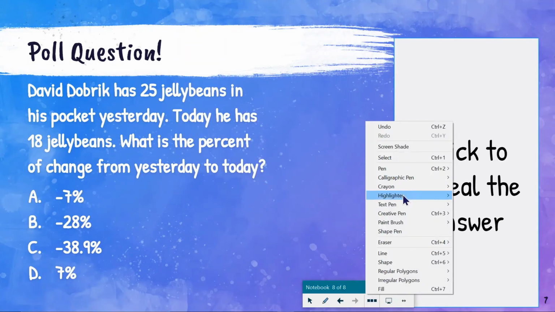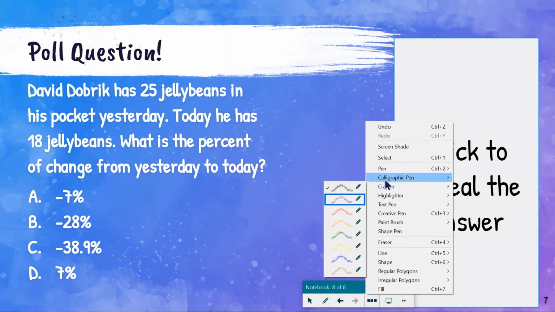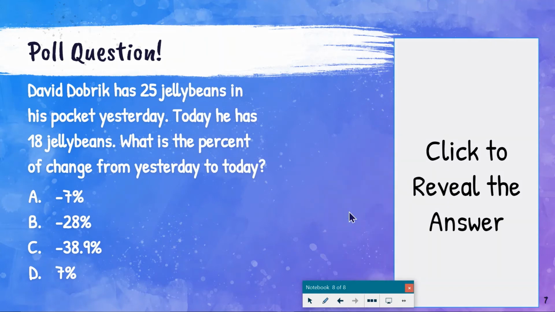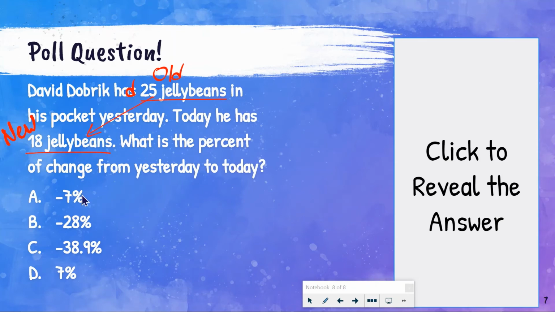All right, this one I'm going to have you try on your own before I just reveal the answer. So David Dobrik had 25 jelly beans in his pocket yesterday. Today, he has 18 jelly beans. So the old number was yesterday, or 25. The new number is today, or 18. What's the percent of change from yesterday to today? So you can see that that is decreasing. Immediately, you should be able to rule out one of these bad answers. So solve that on your own.